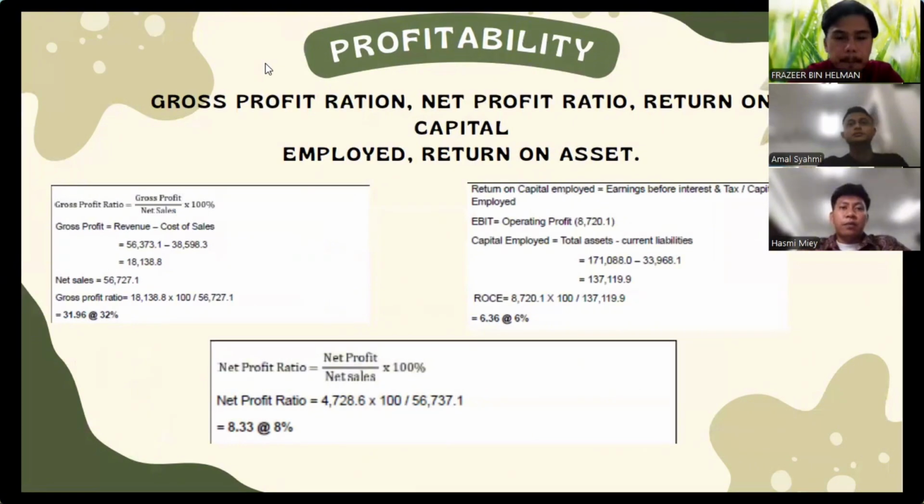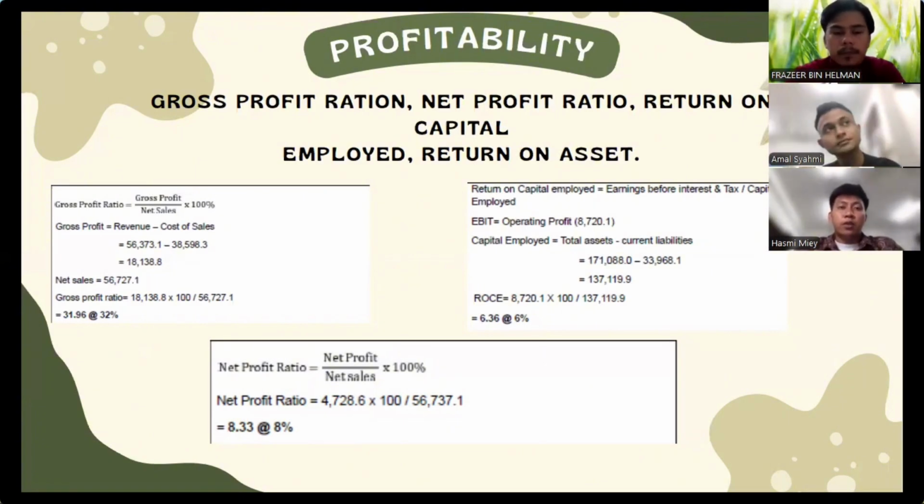is profitability ratio for TNB company. So the first is gross profit ratio. TNB's gross profit ratio is 31.96%, reflecting strong operating margin in electricity generation and distribution. The second is net profit ratio. The net profit ratio for TNB is 8.33%, which is lower due to high finance costs.